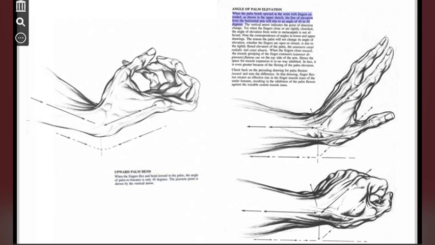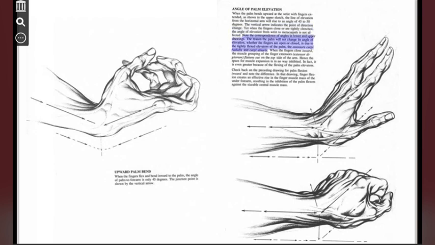When the palm bends upward at the wrist with fingers extended, as shown in the upper sketch, the line of elevation from the horizontal arm will rise to an angle of 45 to 50 degrees. The vertical arrow indicates the point of direction change, yet when the fingers close or are tightly clenched, the angle of elevation from wrist to metacarpals is not affected. Note the correspondence of angles in lower and upper drawings.